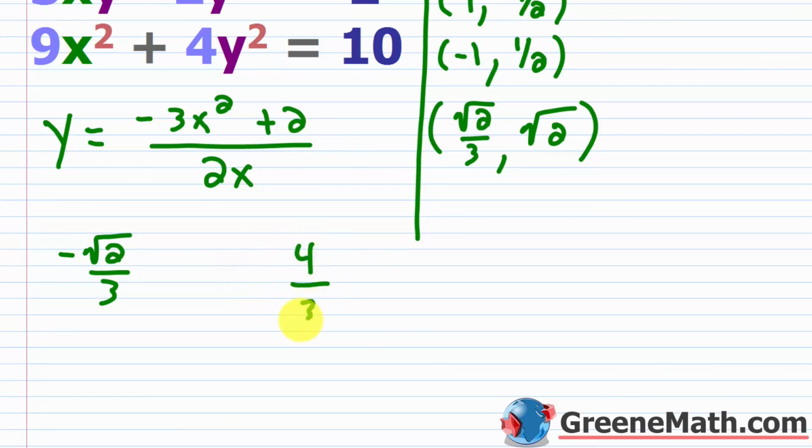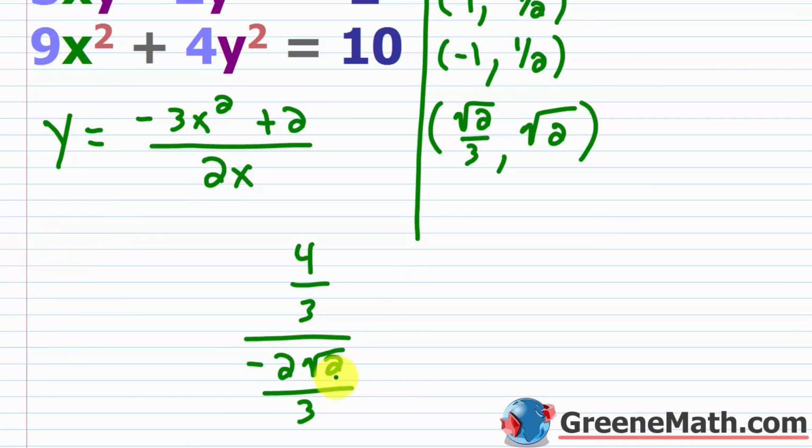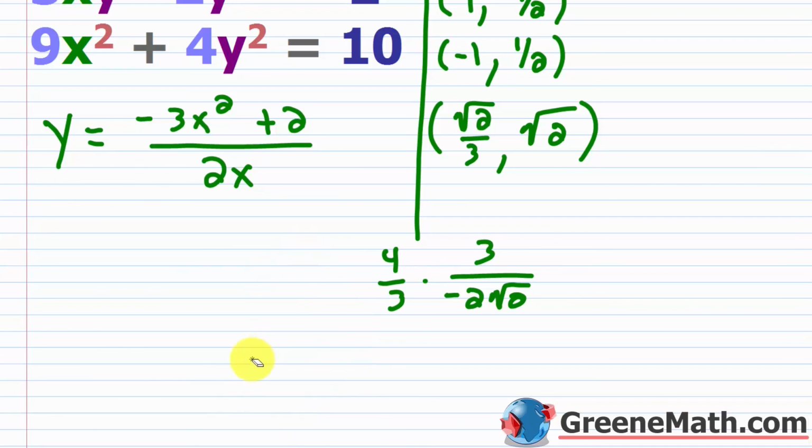So it's 4/3. Then over 2 times this guy, which is now negative. So I would have -2 times square root of 2 over 3. Okay, so let's get rid of this. And of course, this turns into what? 4 over 3 times -2 times square root of 2 going in the denominator. Up here, you'd have your 3. Okay, so let's erase this. And let's go ahead and cancel this with this and this with this and say it's a 2 here.